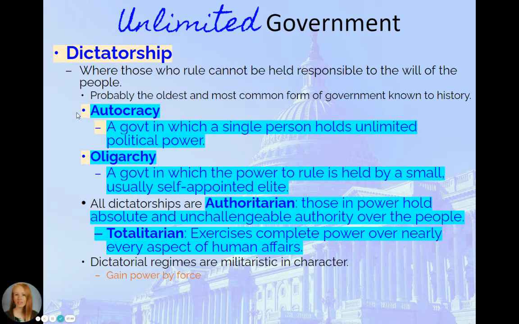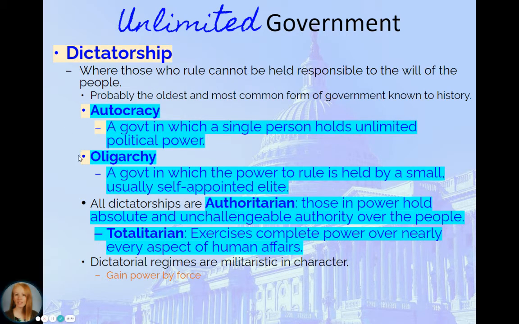You have an autocracy versus an oligarchy. Autocracy is a government in which a single person holds unlimited power. The easy way for me to remember what an autocracy is, if you use the root word auto, think of the word autobiography. It's a book that is written by me, about me, the singular person. So if you think of a singular person writing an autobiography, think of a government like that. One person is the government.